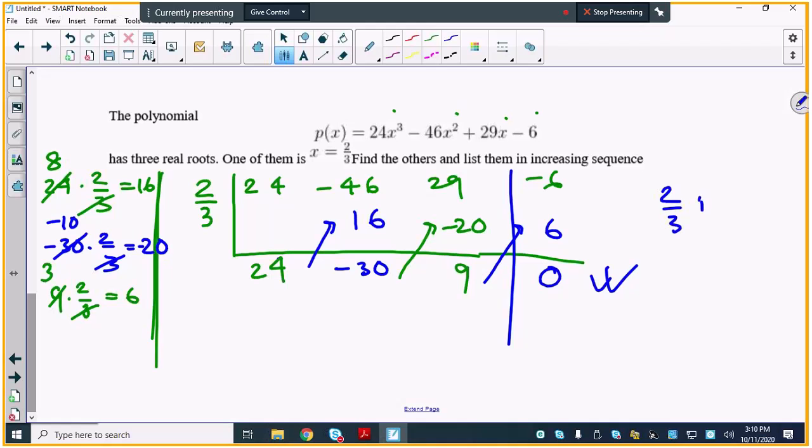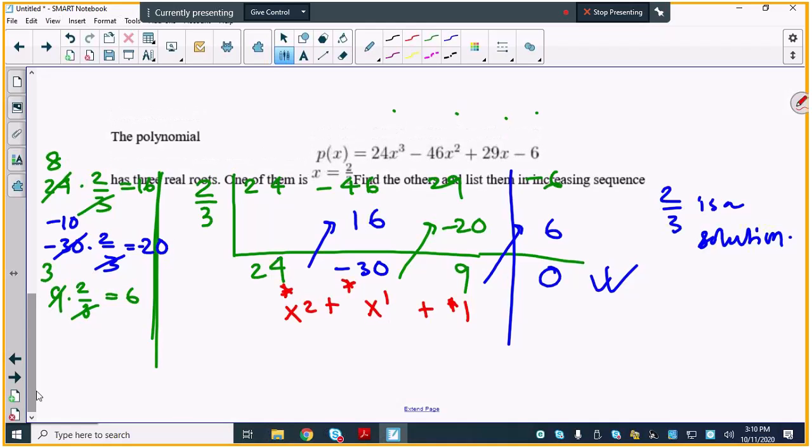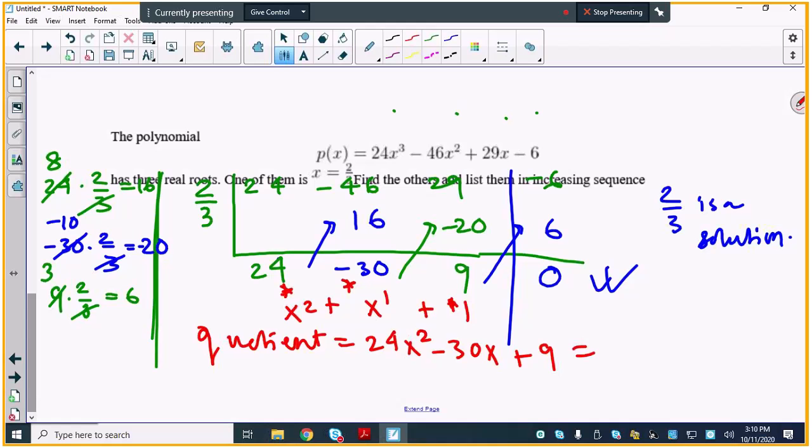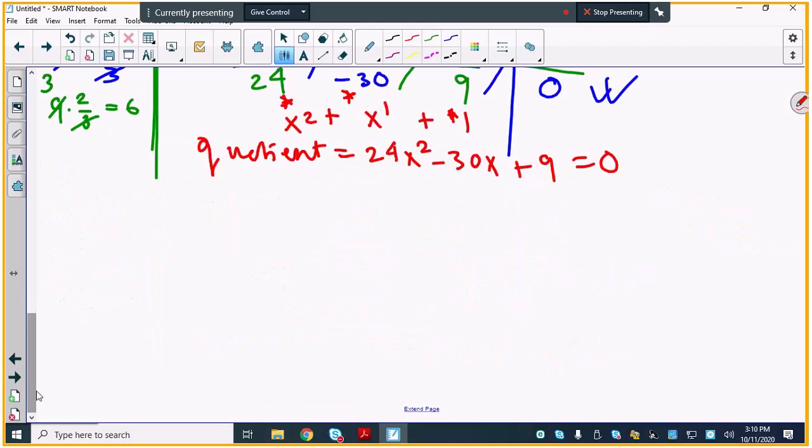So 2/3 is a solution. And I knew that because it is given to me. But what the synthetic division has done is give you the quotient. Multiply 1 with this term, x to the power 1 multiplied with this term, and x squared multiplied with this term. And say the quotient now is, actually I should say, 24x squared minus 30x. How come? Because the coefficient is negative 30 plus 9, set it equal to 0, and now it's a quadratic equation, so you can factor.